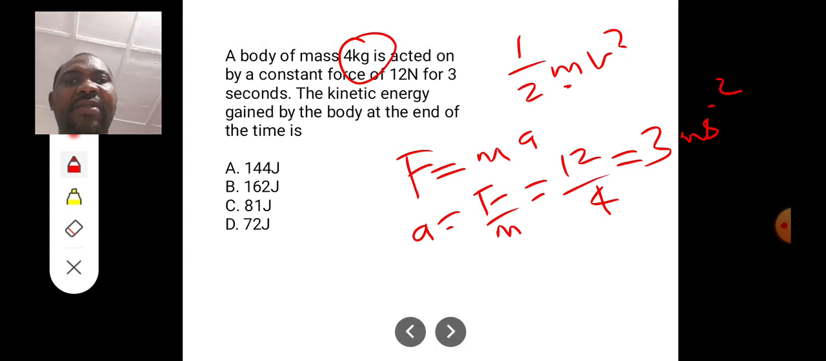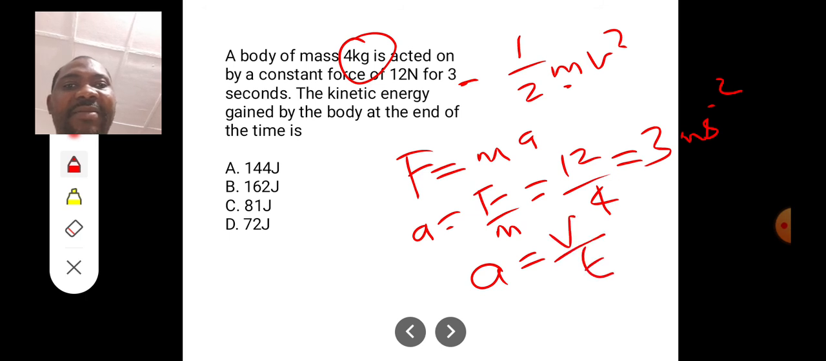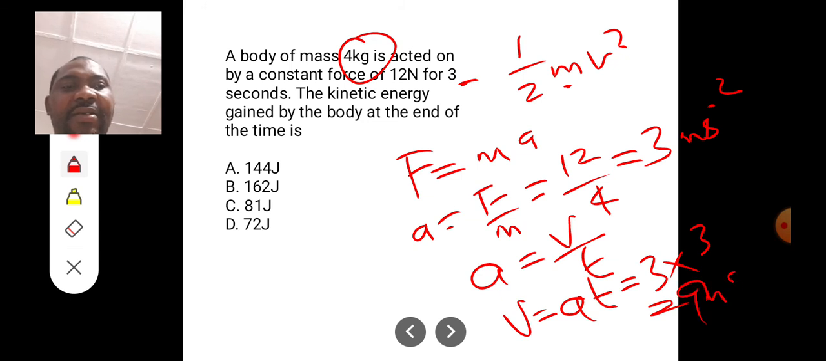And since we are given time, seconds to be 3, we can find velocity. Since it is a constant force, what is velocity? Or put it this way, acceleration is velocity over time. If you remember equations of motion, that means velocity is equal to acceleration times time. So acceleration is 3, time is also 3, so that will give us 9 meters per second. You see, one needs to be dynamic.